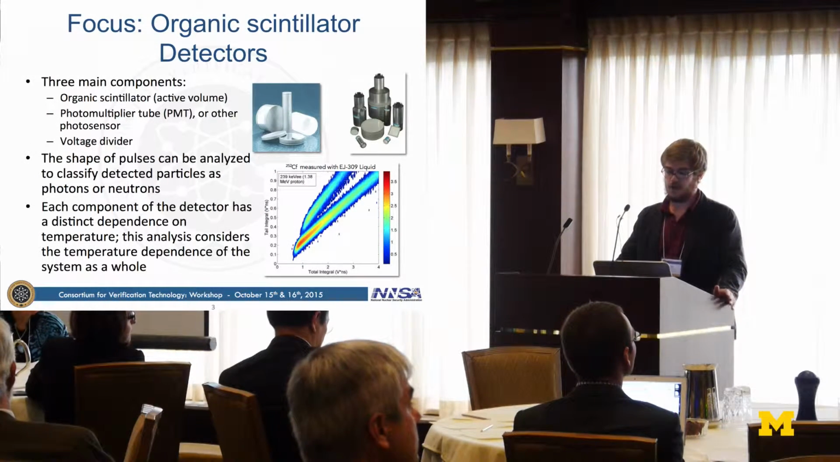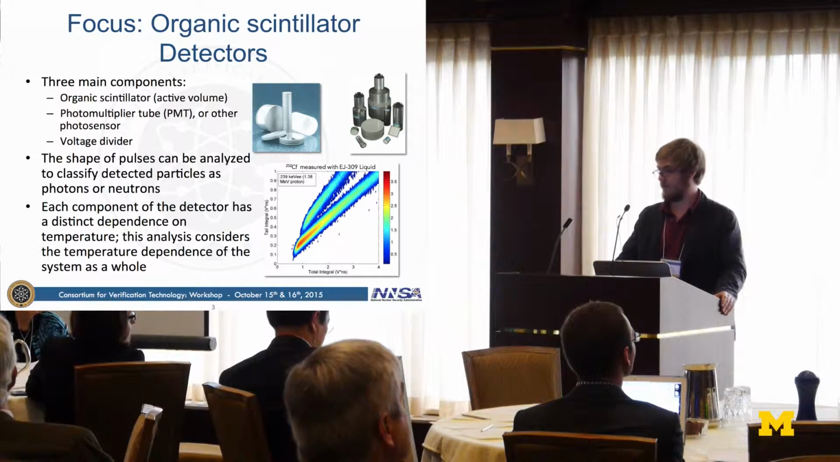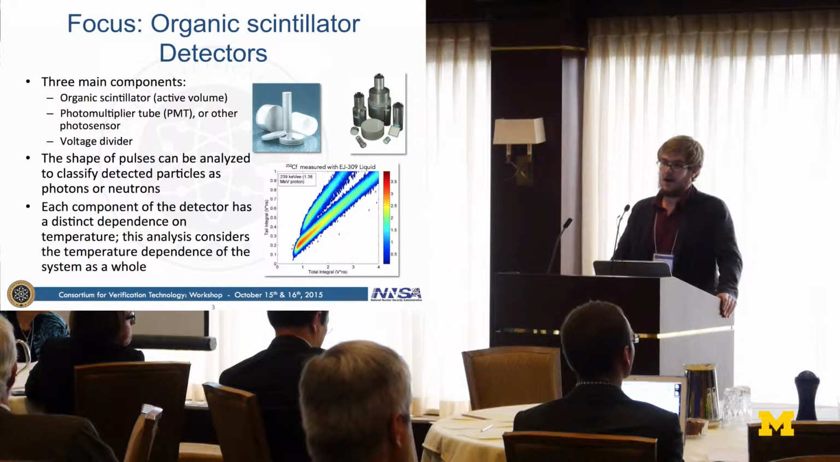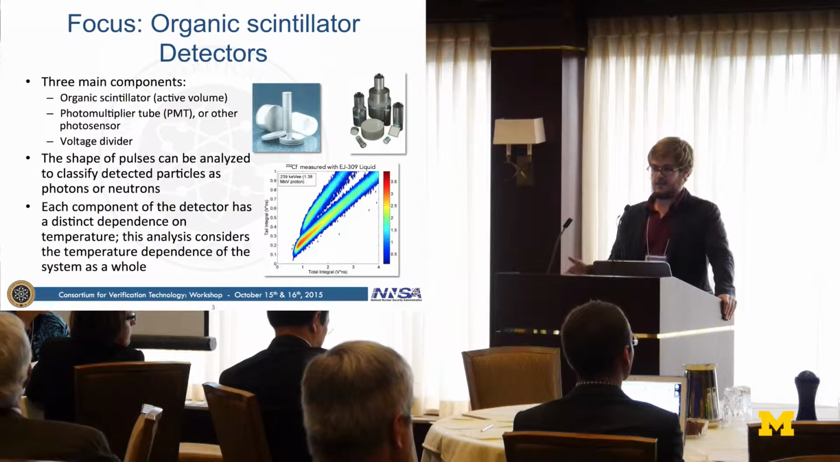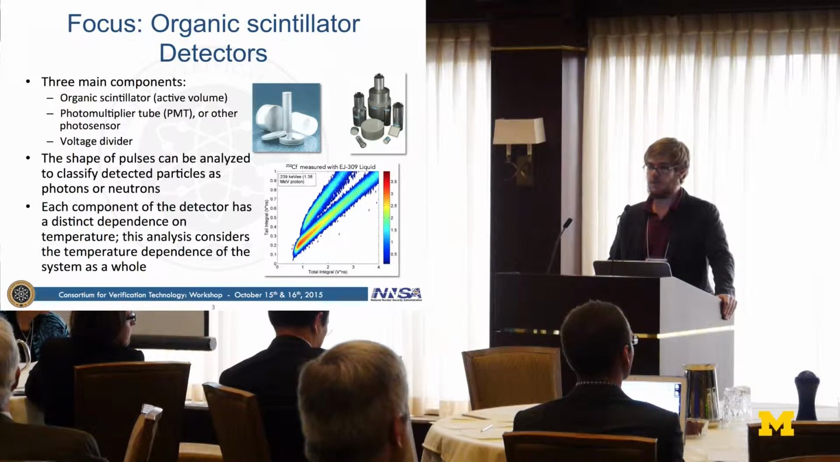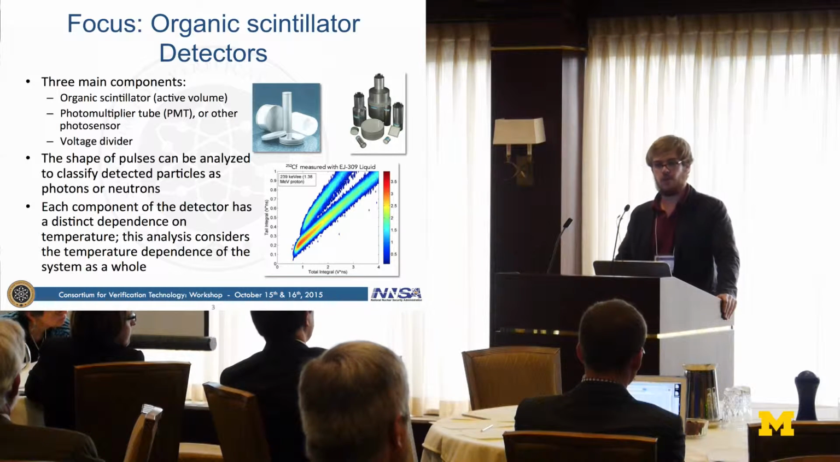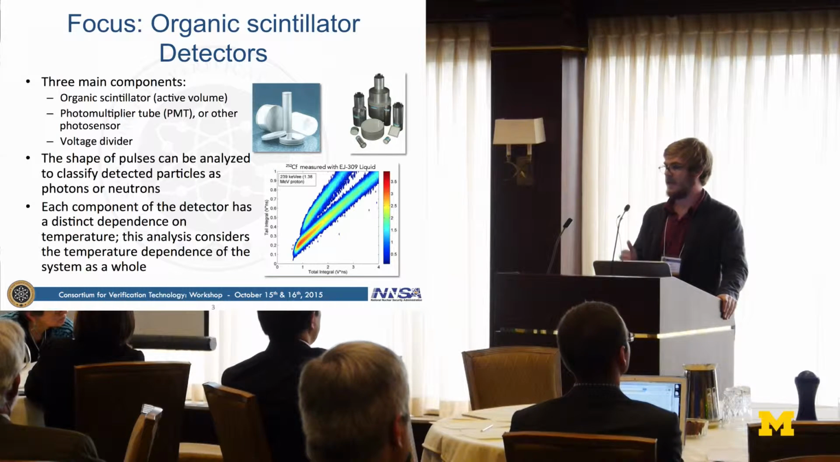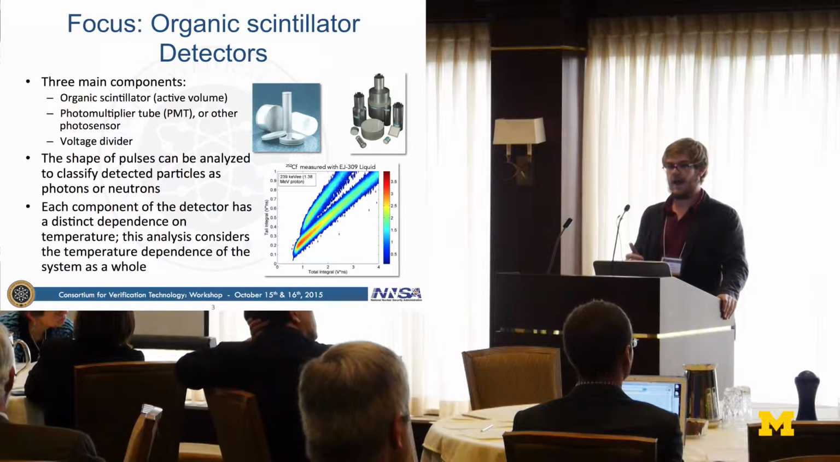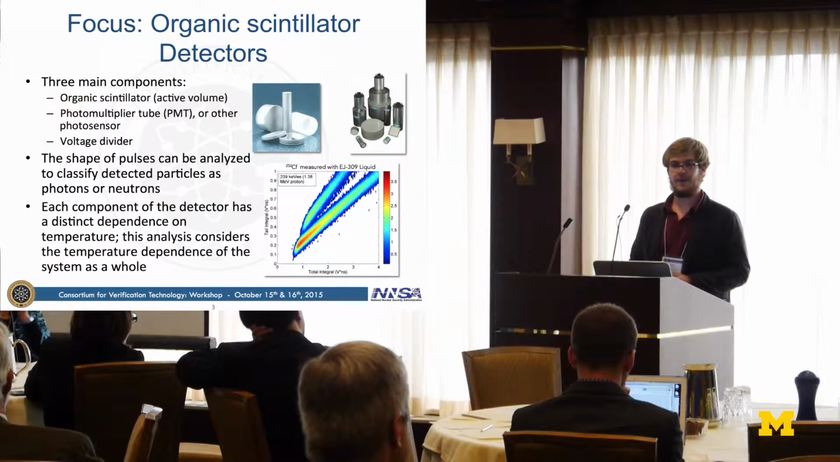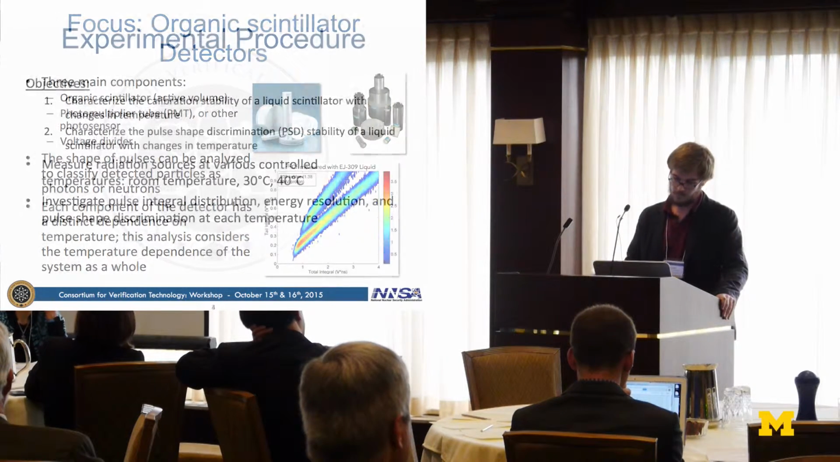For this talk, I'm focusing on organic scintillator detectors, which have three main components: the organic scintillator itself, some sort of photosensor, and a voltage divider. One benefit offered by scintillator detectors is pulse shape discrimination, where we can distinguish between gamma counts and neutron counts by analyzing the shape of pulses collected by the detector. Another important point for the rest of the talk is that each component of an organic scintillator has a distinct dependence on temperature, and this analysis considers the dependence of the system as a whole.